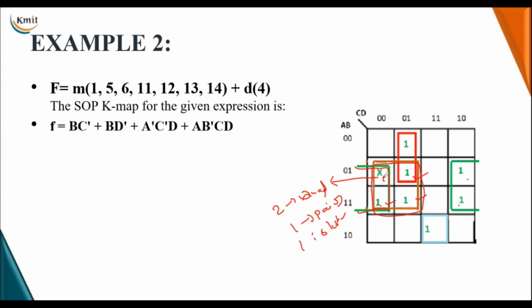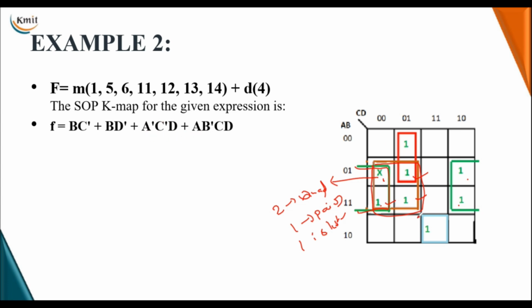So these two quad minimal expressions are BC bar and BD bar. Your pair minimal expression is: row wise, A value is 0, so hence A bar, and column wise, your C value is 0 and D value is 1. So these are the common variables of the pair. C bar D is the product term.